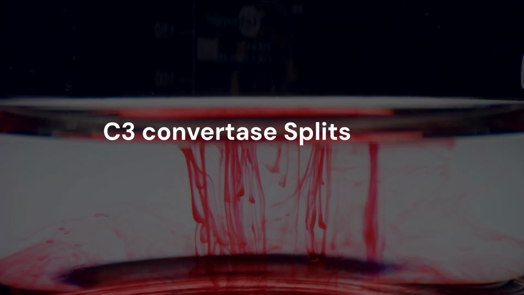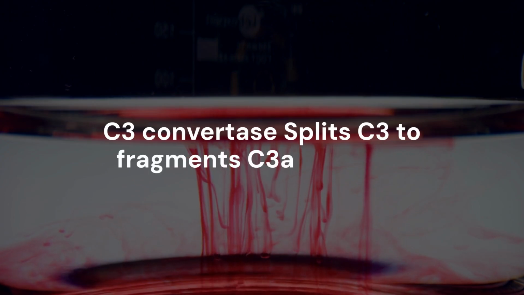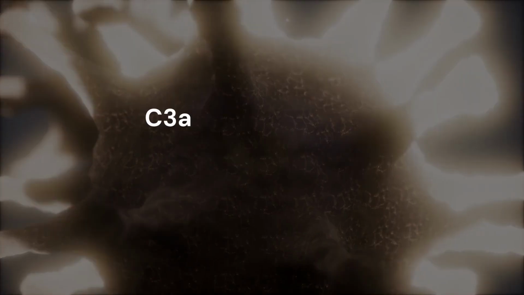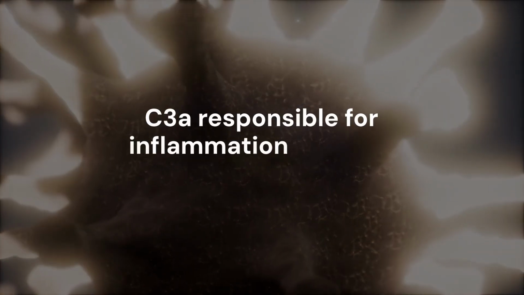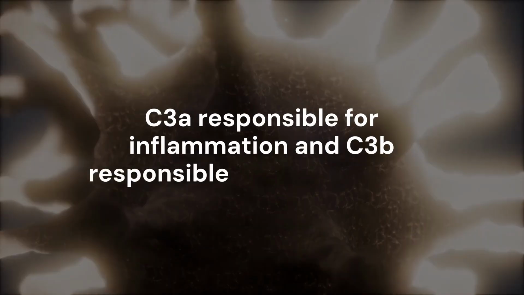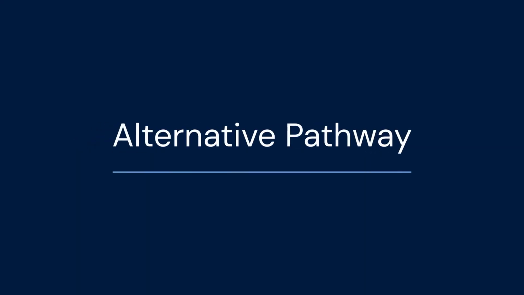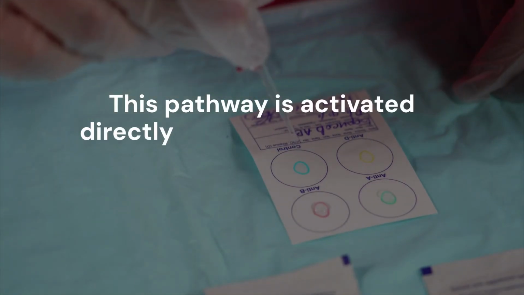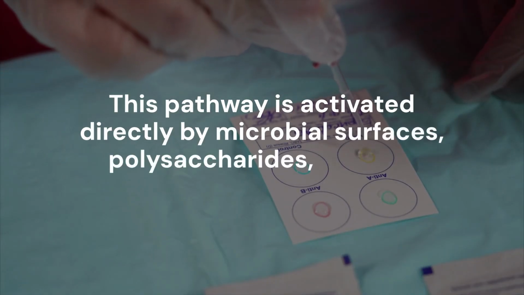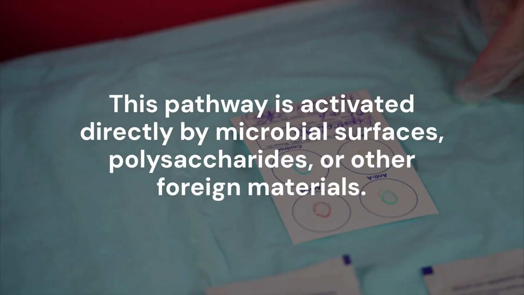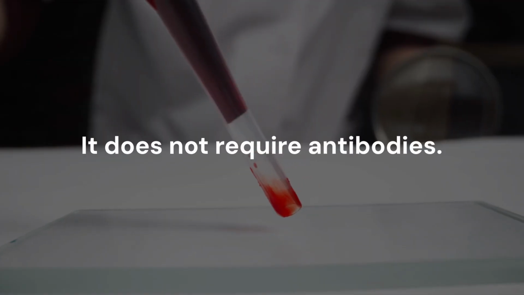C3 convertase splits C3 into fragments, C3a and C3b. C3a is responsible for inflammation and C3b is responsible for opsonization. 3. Alternative pathway. This pathway is activated directly by microbial surfaces, polysaccharides or other foreign materials. It does not require antibodies.